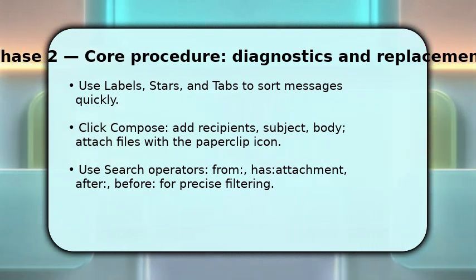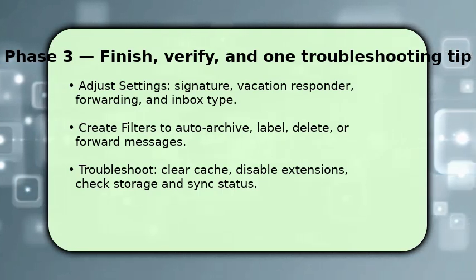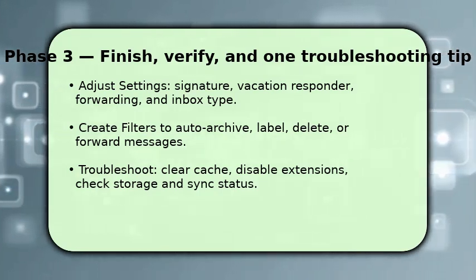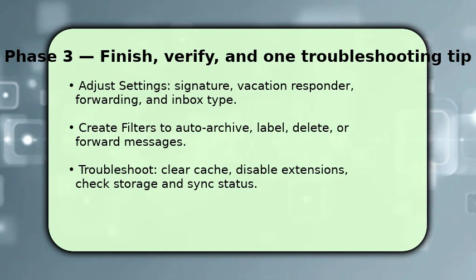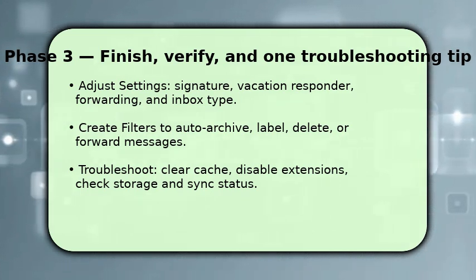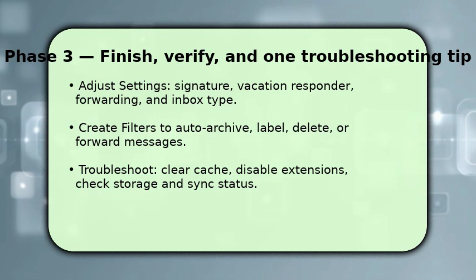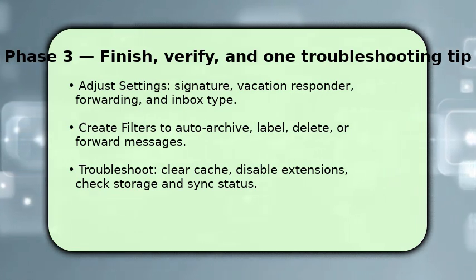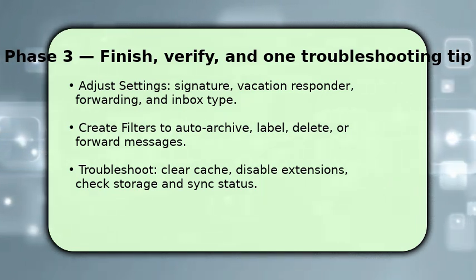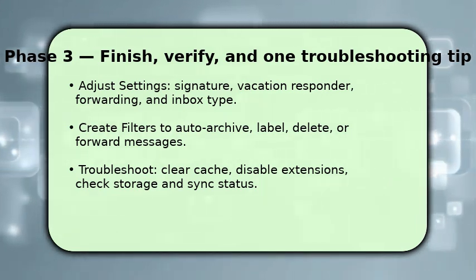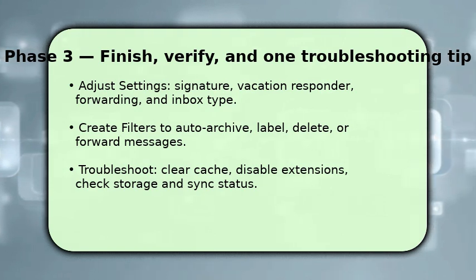To finish, customize Gmail settings so it works the way you want. Add a signature, enable forwarding, and set your inbox type. Create filters that automatically label, archive, or forward messages. This reduces manual triage. If something goes wrong, clear browser cache, disable extensions, and verify Gmail storage and sync status.